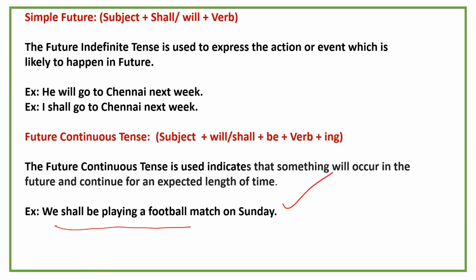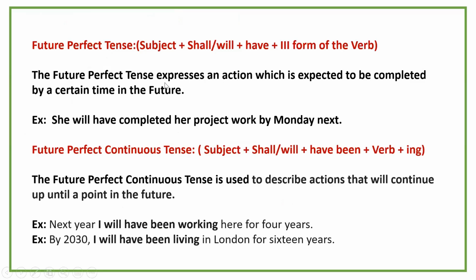Next tense, future continuous tense. We use this tense to indicate something will occur in the future and continue for an expected length of time. You can see the example here. We shall be playing football match on Sunday.